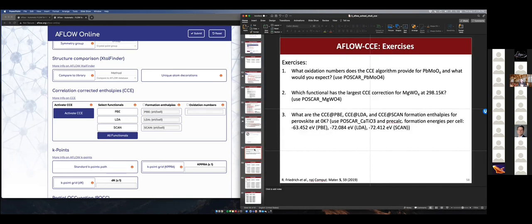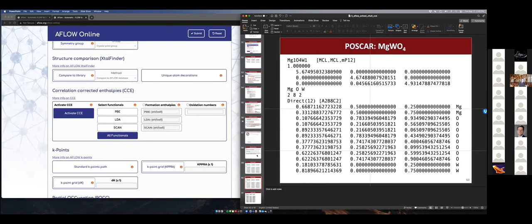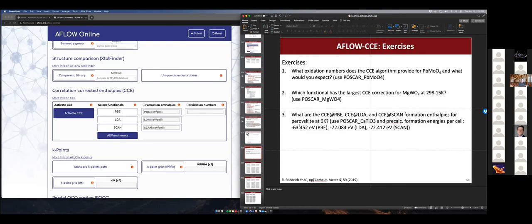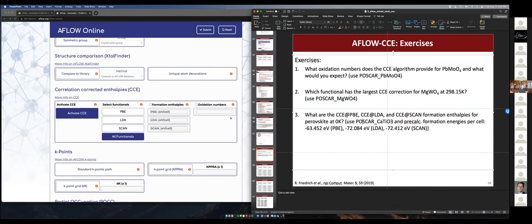Question two says, which functional has the largest CCE correction for this structure here at room temperature? Okay, so that's the second slide of structures there. And then for the third question, what are the corrected formation enthalpies for the perovskite structure at zero Kelvin? And so we're going to use the third structure, the last slide. And we have the formation enthalpies per cell, which is going to be the input for the module. Basically, you're going to want to put in the values here and see what the corrections are for the different functionals. Okay, so I'll give you 5 minutes to do that and run through it. And then we'll come together and go through the exercises together.